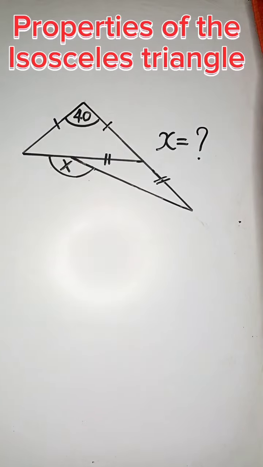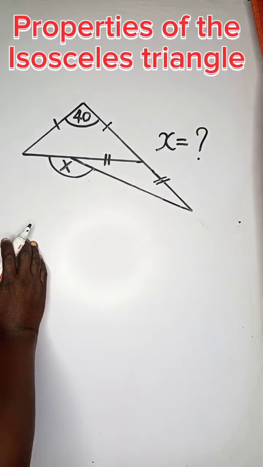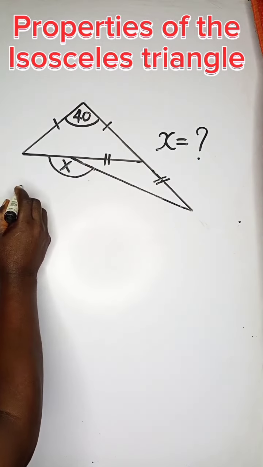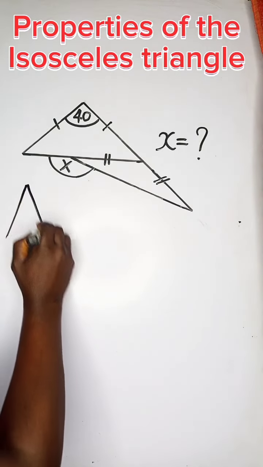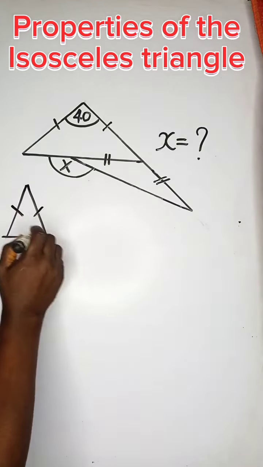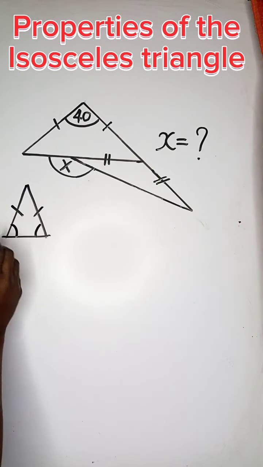Hi. To solve for x in this question, we will have to make use of the knowledge of isosceles triangles, because the diagram here is made up of two isosceles triangles. First, we know that an isosceles triangle has the nature wherein two sides are equal and, of course, the base angles are equal. This angle is equal to this angle.